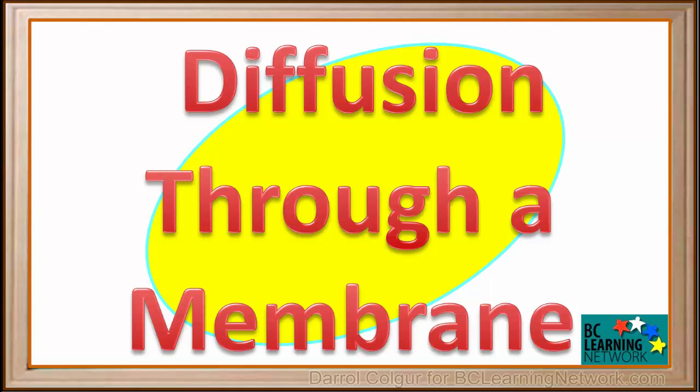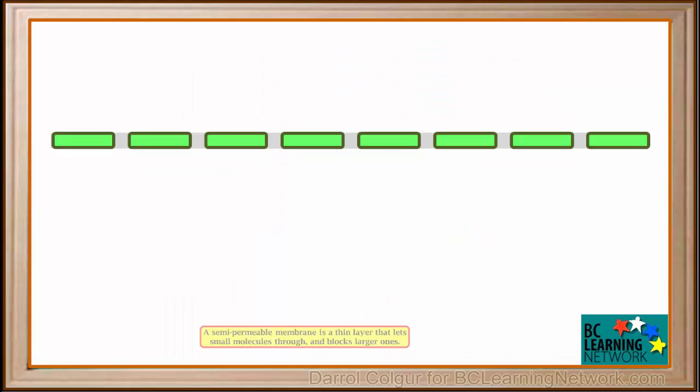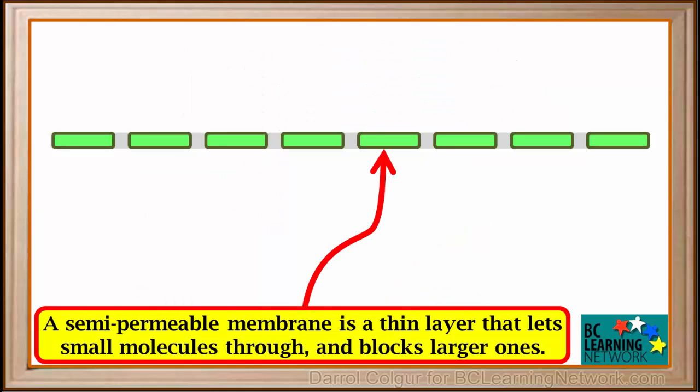Diffusion can also take place through a membrane. A semi-permeable membrane is a thin layer that lets small molecules through and blocks larger ones. You can see the smaller ones get through the small holes, but the larger one doesn't.